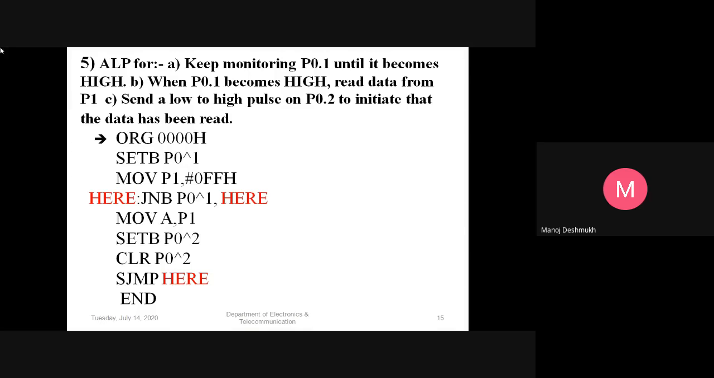आता थर्ड केस. आता ही एक्झिक्युशन झालं की थर्ड काय करायचंय? सेंड ए लो टू हाय पल्स. एक पल्स द्यायची आपल्याला जी इनिशियली लो असेल, परत हाय करायची. कुठल्या पिनवरती द्यायची? P0.2 त्याच्या पुढच्या पिनला. टू इनिशिएट दॅट डेटा हॅज बीन रीड. आपण डेटा रीड केलाय असं दाखवण्यासाठी एक सिग्नल जनरेट करायचा आहे, रिस्पॉन्स जनरेट करायचा आहे की आम्ही तो रीड केलाय. म्हणजे काही वेळासाठी ऑन करायचे आणि परत ऑफ करायचे. लो टू हाय पल्स एक द्यायची आपल्याला.